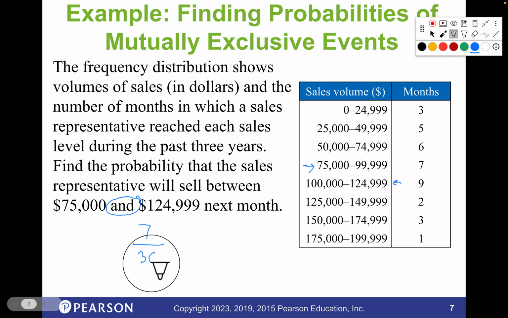If not, adjust my number down here, right? So there's that probability. And then going from 100,000 to 124, that happened 9 times. So we would just add those two together. They are mutually exclusive, right? You're either in one band or you can't be in both bands at the same time, because you can't be in here if you're in here, and so forth.